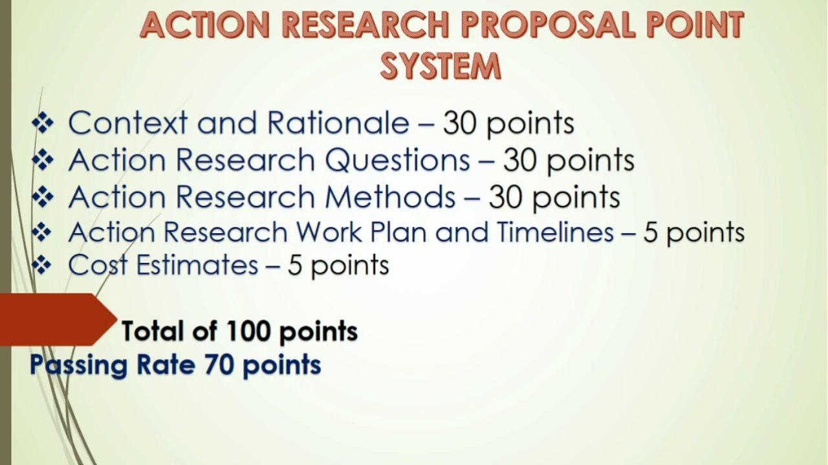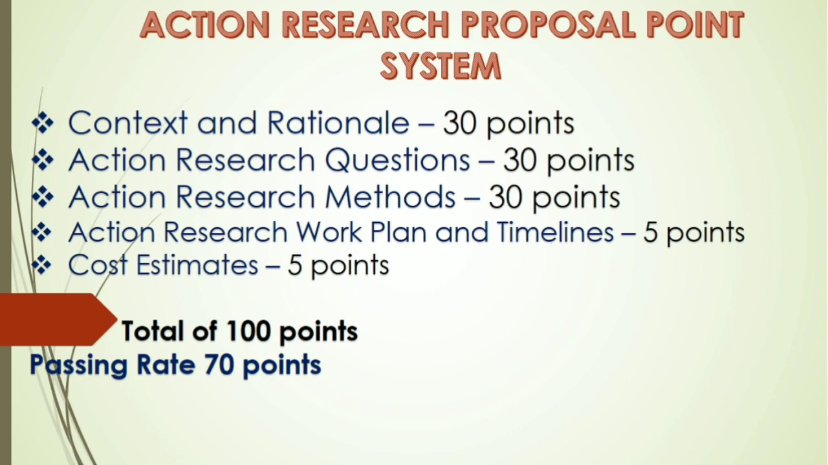Action research proposal point system. Okay, in every part of your action research proposal, there's an equivalent point that you have to put into consideration. Context and rationale has 30 points. Action research questions have 30 points. Action research methods have 30 points. Action research work plan and timeline, 5 points. Cost estimates, 5 points, a total of 100 points.